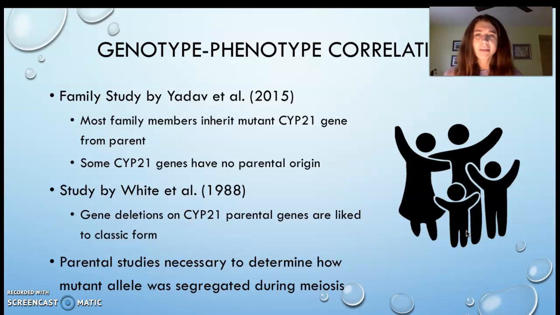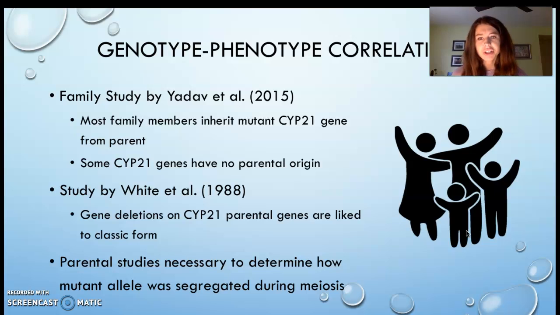I'm going to start out with the family study done by Yadav et al., in which he looked at how children inherit the CYP gene mutations from the parents. What he found is that in general, if the parents were affected with mutations, the children will have them as well. But some mutations had no parental origin, they were sporadic, you could not predict them. White found the same thing.